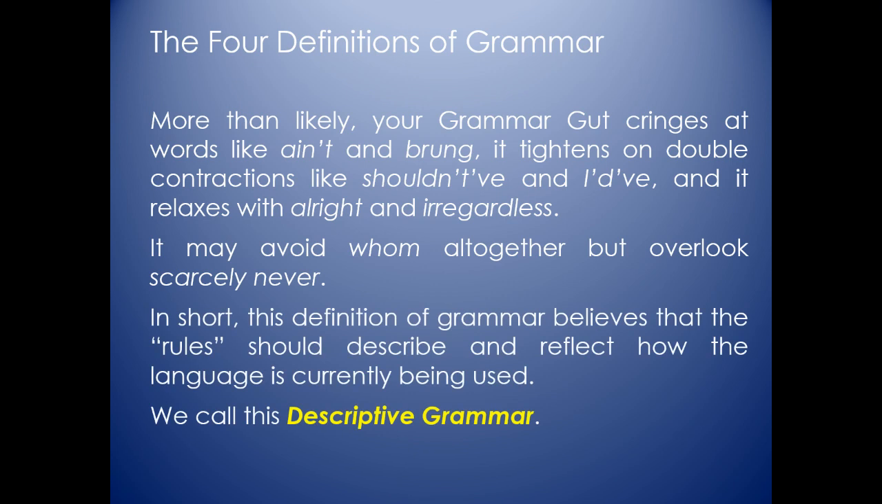In short, the point is that this definition of grammar believes that the rules should describe and reflect how the language is currently being used. That's really important. I'll say it again. The grammar gut, the way it looks at language, says, let's make the rules based on how we're using the language already. So that's why we call it descriptive grammar. The grammar rules basically describe how it's already being used.